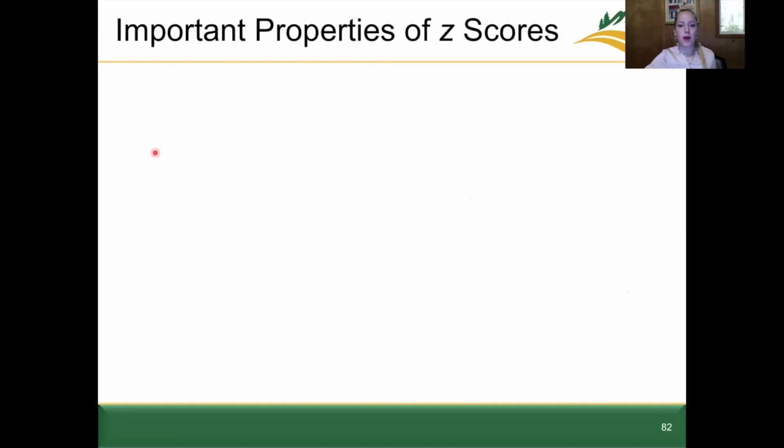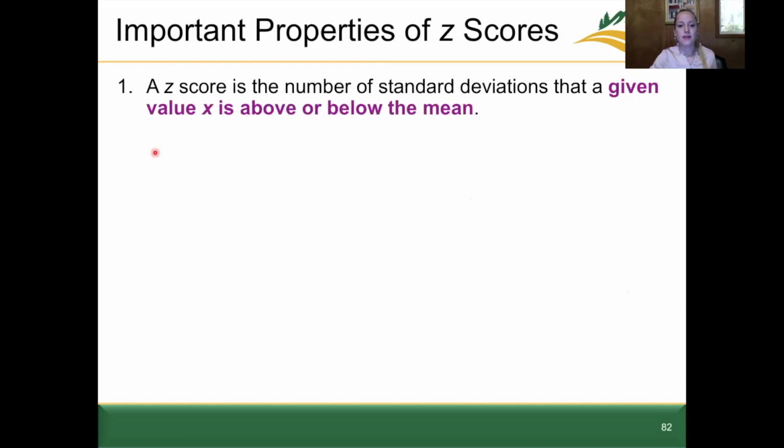Let's go through some important properties of z-scores. Number 1, a z-score is the number of standard deviations that a value x is below or above its mean. That's where, for example, we have a data set of 10. Then each one of those pieces of data in the whole data set is considered x. X describes generally each data point in a data set. So if we have a data set, we calculate the mean. We can choose any of those 10 values in our data set and find out how many standard deviations above or below that value x is in relation to the mean of that data set.